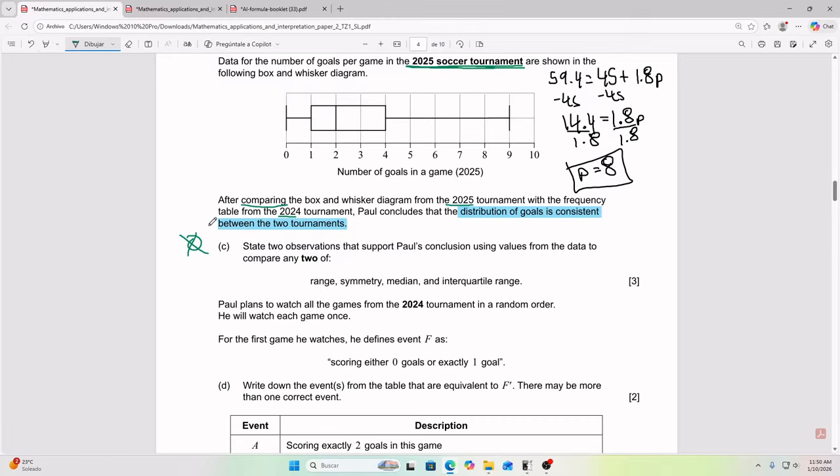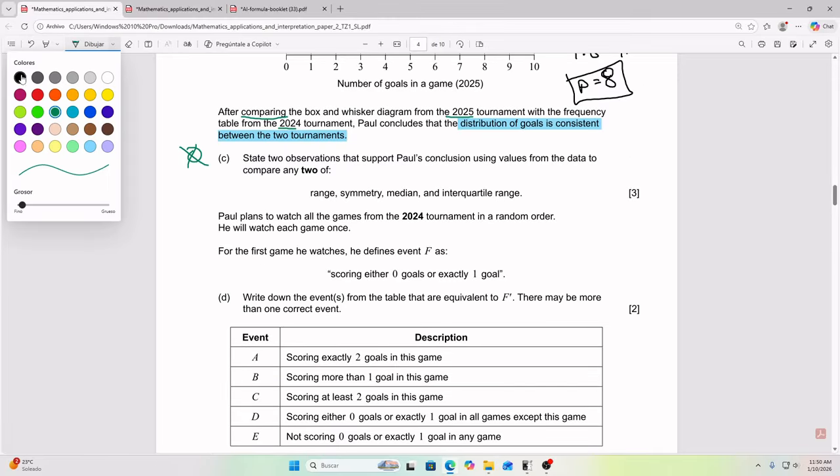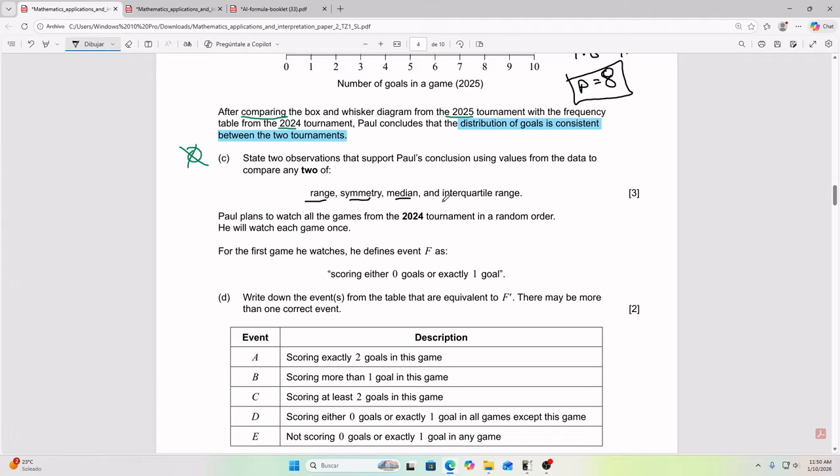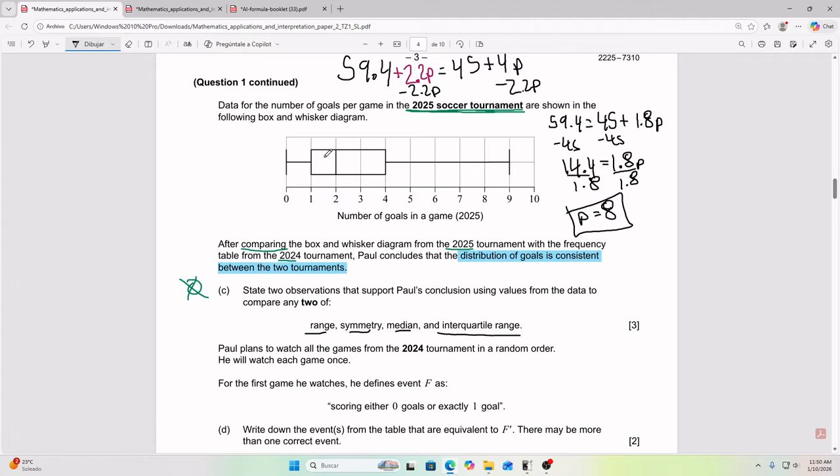Comparing any of the two, so they actually tell us how to compare. We can compare with the range, the symmetry, the median, or the interquartile range. Any of that works.